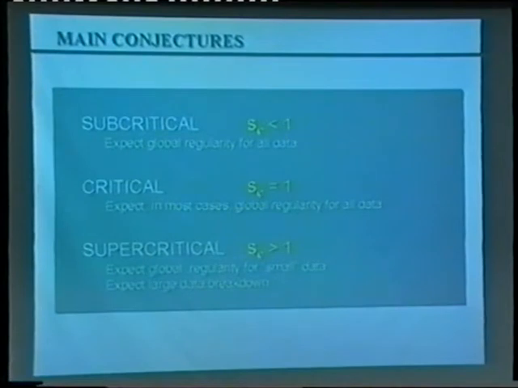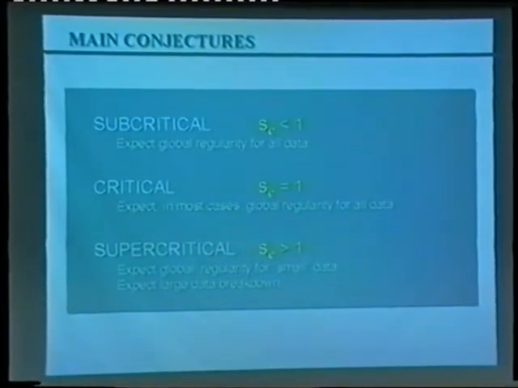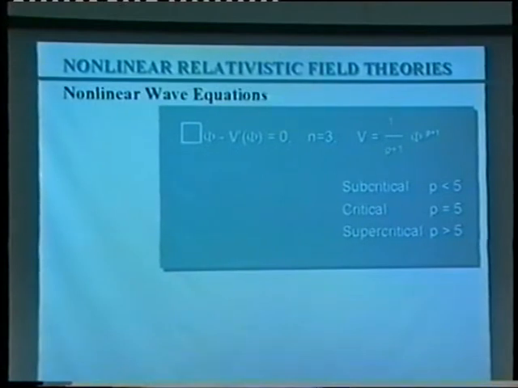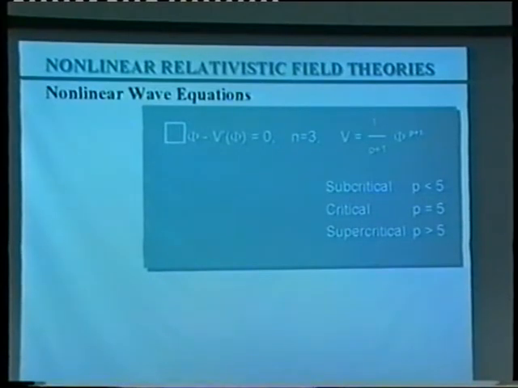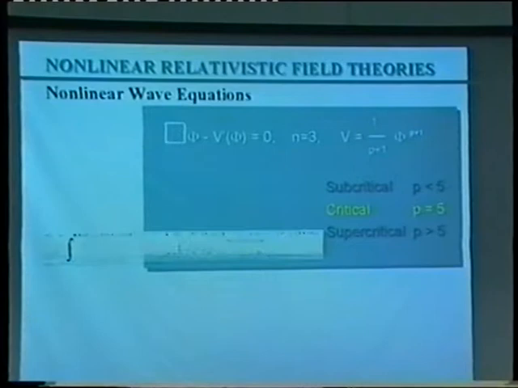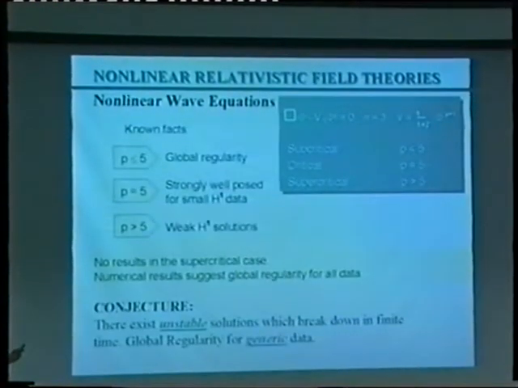Again, this critical exponent, I go back to the classification. You see that subcritical corresponds to critical exponent less than 1, critical exponent equal to 1, and critical exponent larger than 1. These are the wave equations. Subcritical p is less than 5, critical p equals 5, supercritical p is larger than 5. This is what Bourgain talked about a little bit, so I won't say more. These are the scaling properties of the wave equation.